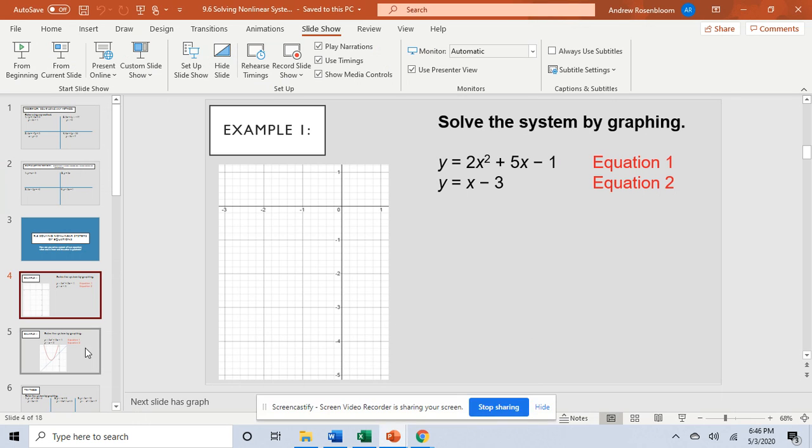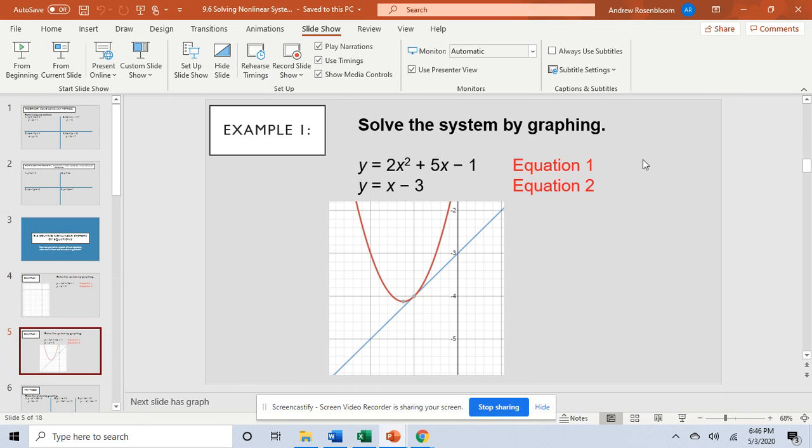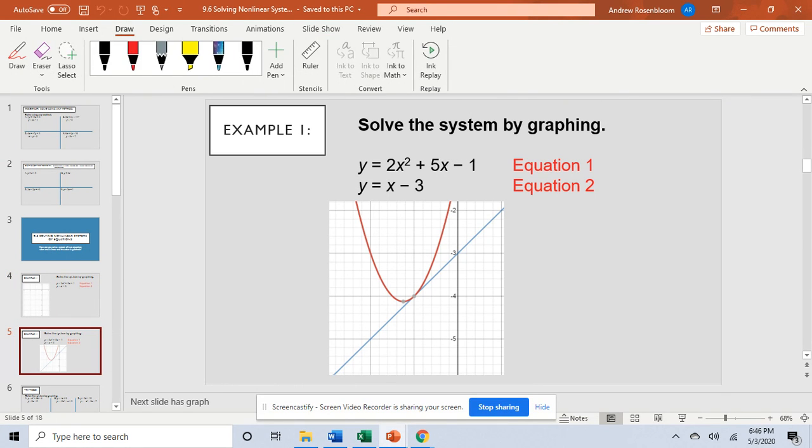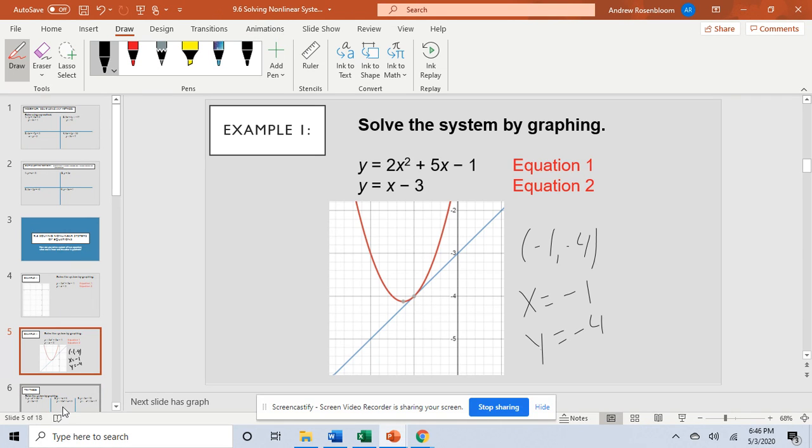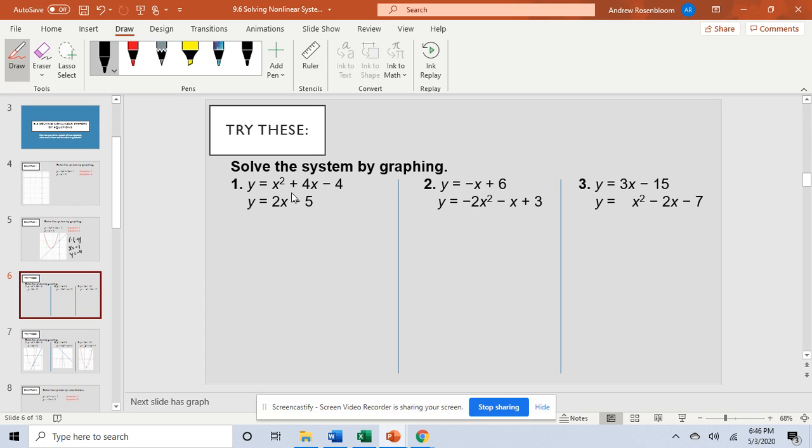So what we're looking for is the point of intersection. If we look here, our only point of intersection, which we just saw, was right there. So our solution here is -1, -4. What we're looking for when we're looking for a system is what the x value is equal to, which in this case is -1, and what the y value is equal to, which in this case is -4. So you can either write it that way or you can write it as a point. Doesn't matter. Let's take a look at one or two more of these.